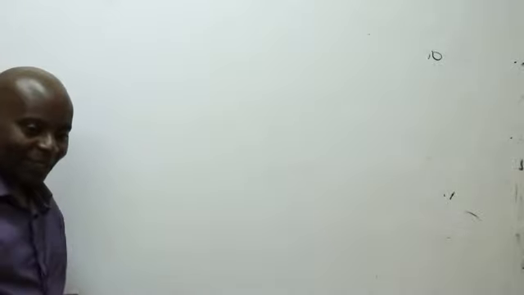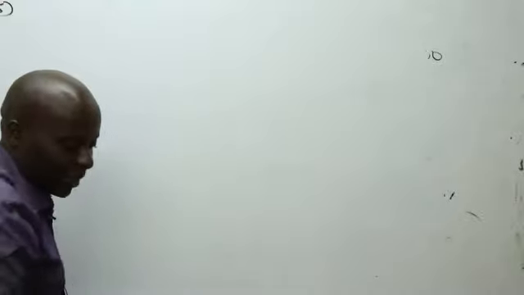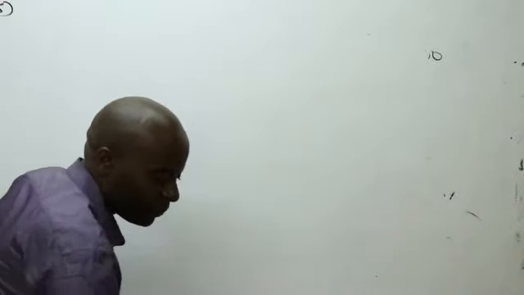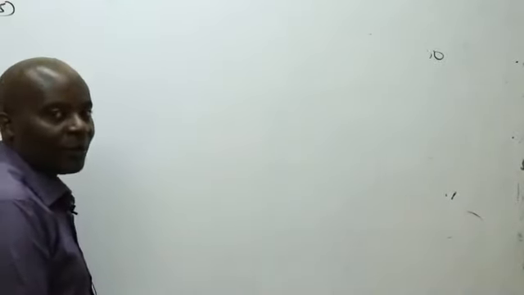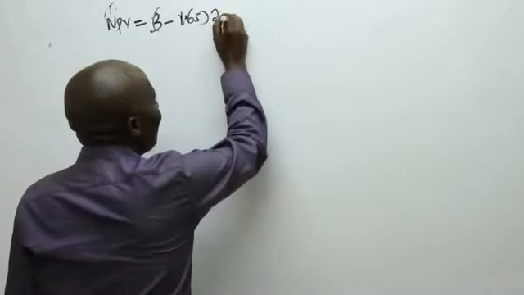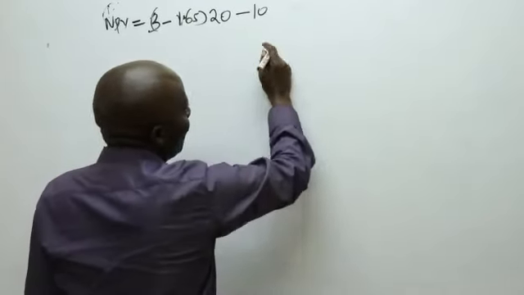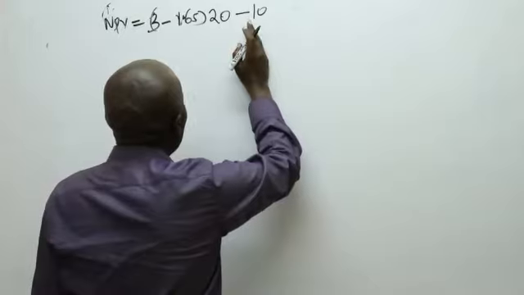Let's do it together. So remember the first method we had our NPV, which was price, 3, minus variable cost of 1.65. Multiply this by 20, minus fixed cost of 10. So this is our profit, remember.